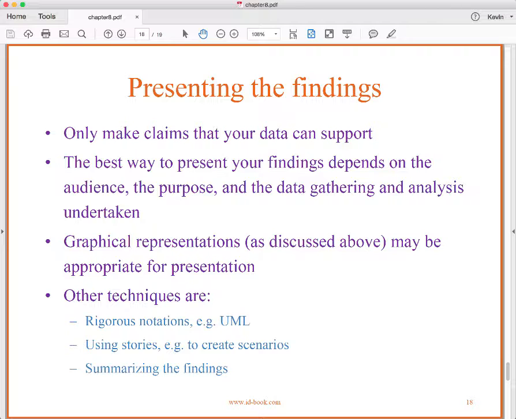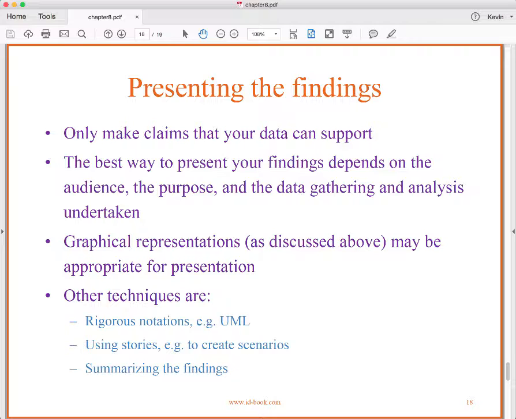Other techniques. Rigorous notations, using stories, and summarizing the findings. So notations, I think, are discussed in a really effective way within the chapter. There are notations for interaction models, things like diagrams from the UML, things like use case diagrams or activity diagrams and those kinds of things.